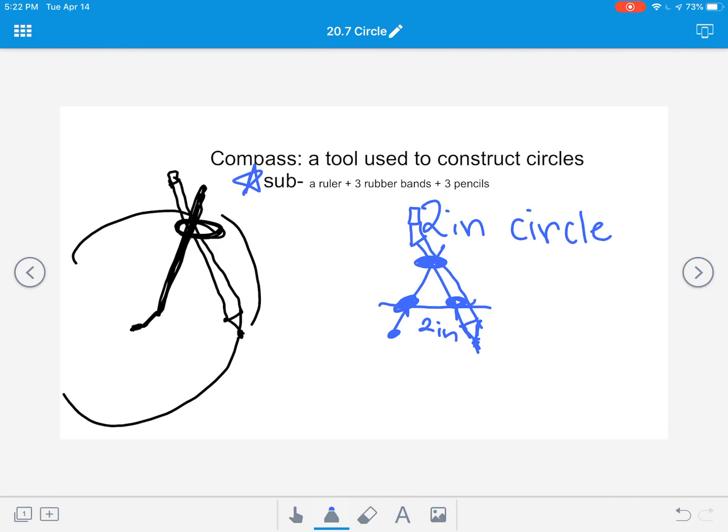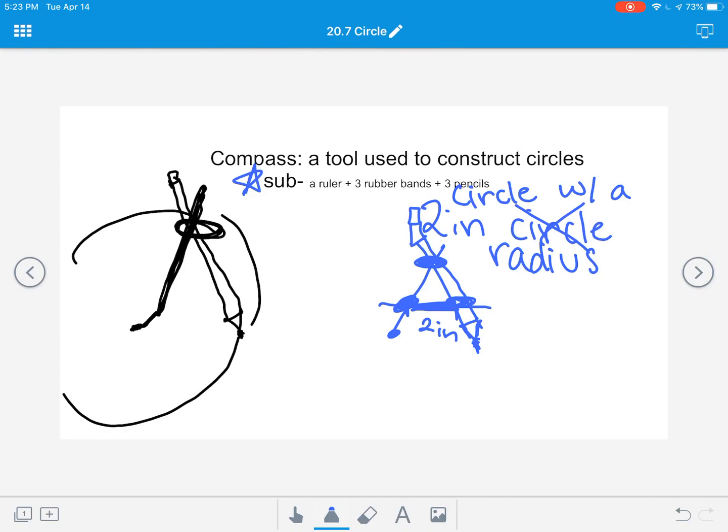I just want you to try this at some point today. Try making a compass, or if your family has a compass for drawing circles, that'd be great. And that way you can try it out. Now, whatever the length is between, sorry, not a 2-inch circle. Let me back up. This would be a circle with a 2-inch radius is what I should have said. So this should be a circle with a 2-inch radius.